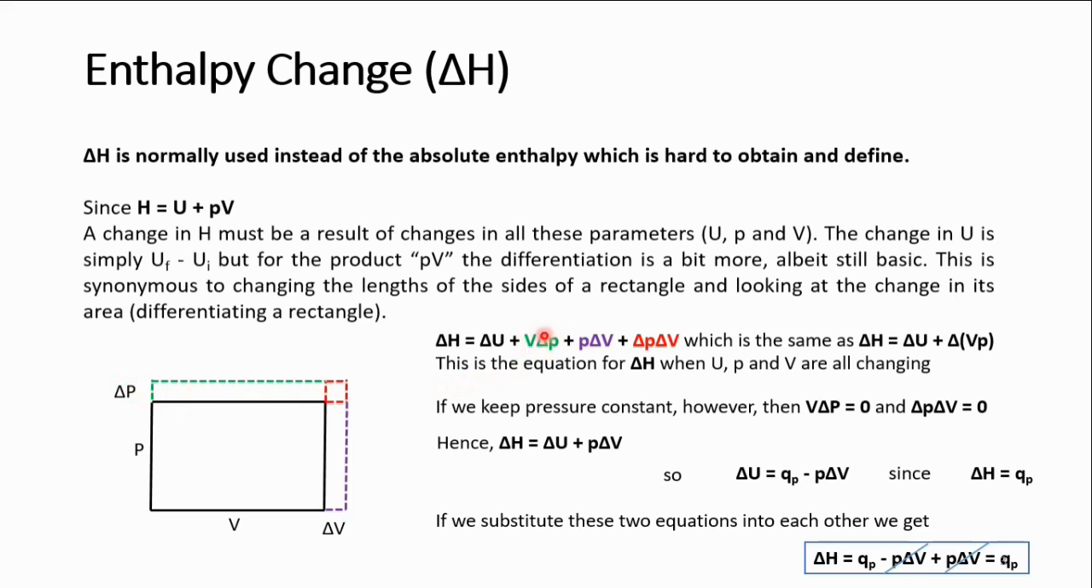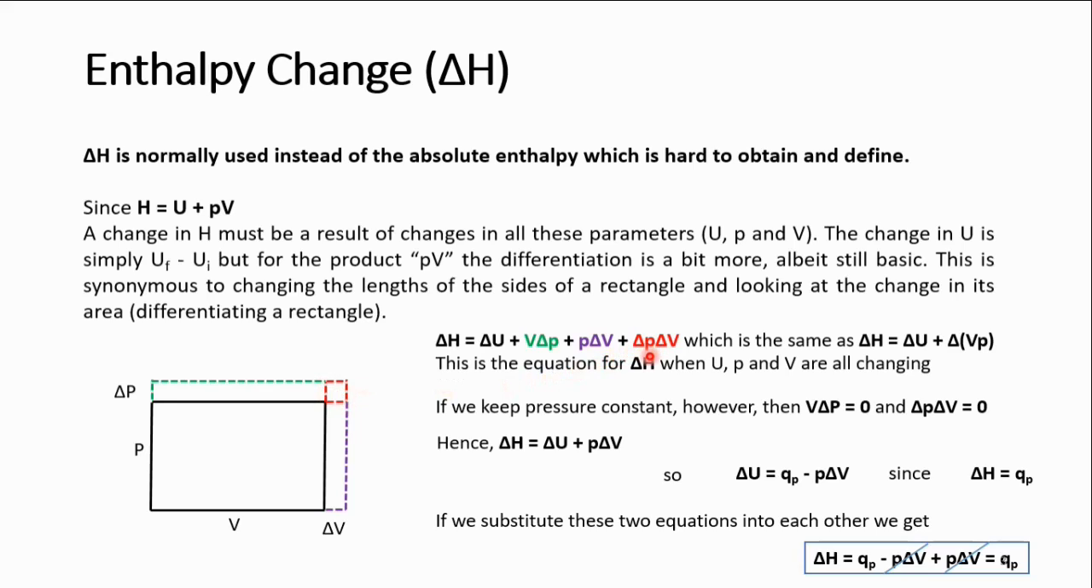What is the area of the bit enclosed by the purple dashed line? Well, the length of this side is P, whereas the length of this side is delta V. So the area for this purple bit is P delta V. What is the area of this part which is enclosed by the red dashed lines? Well, the length of this side is delta V, whereas the length of this side is delta P. And so the area of this bit is delta P delta V.